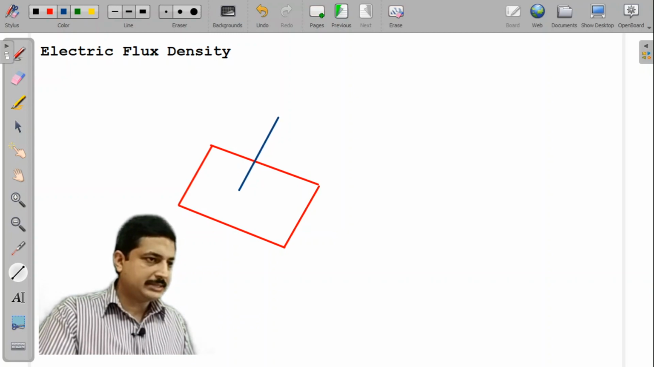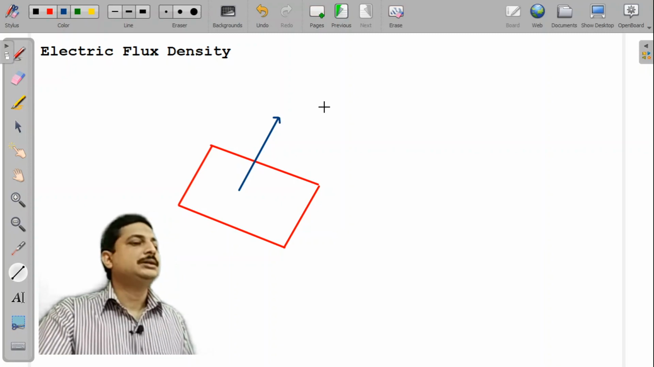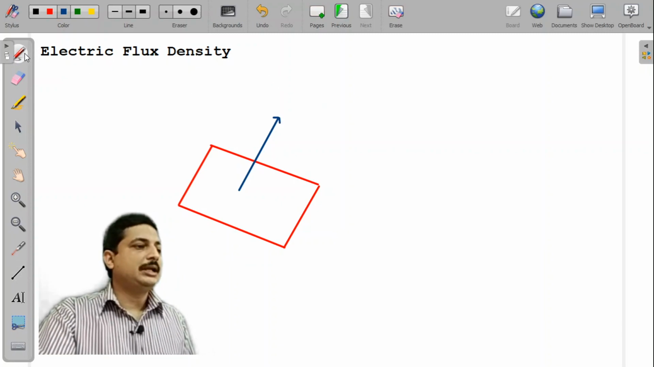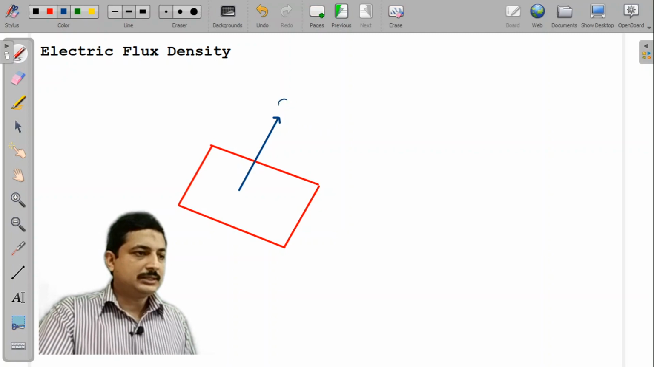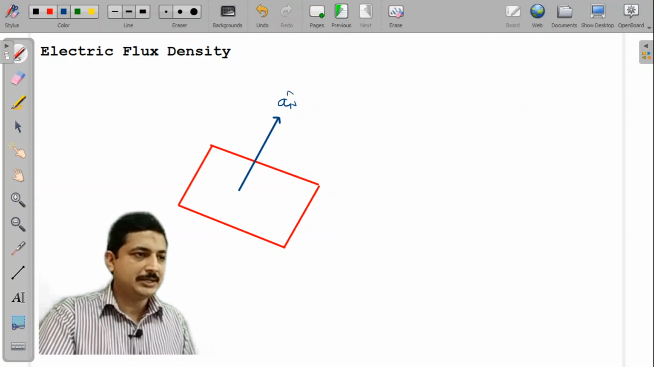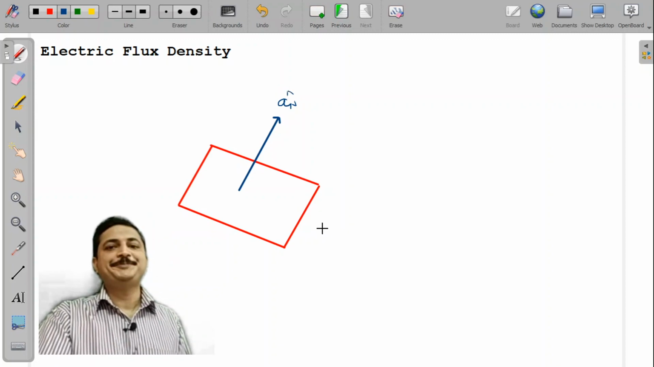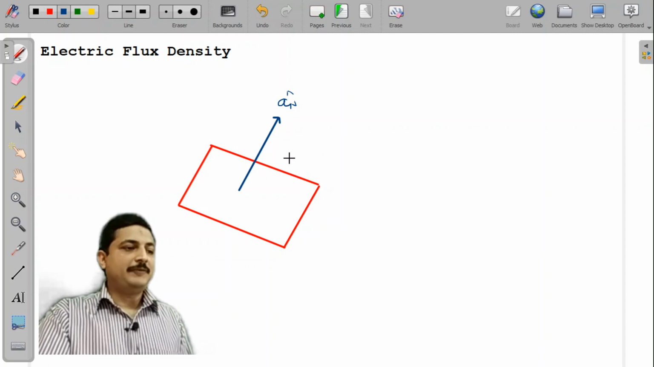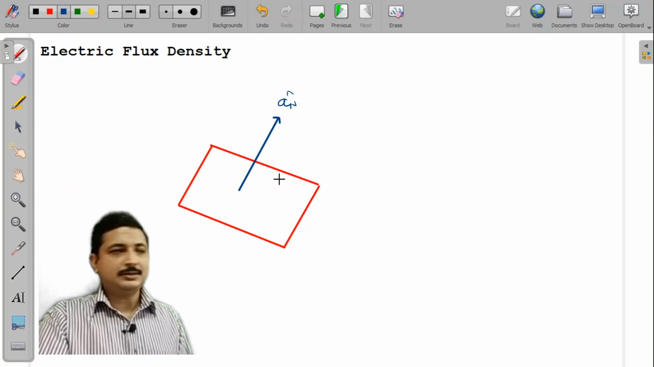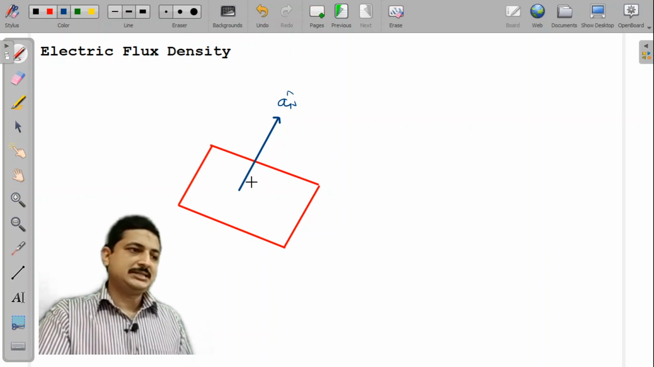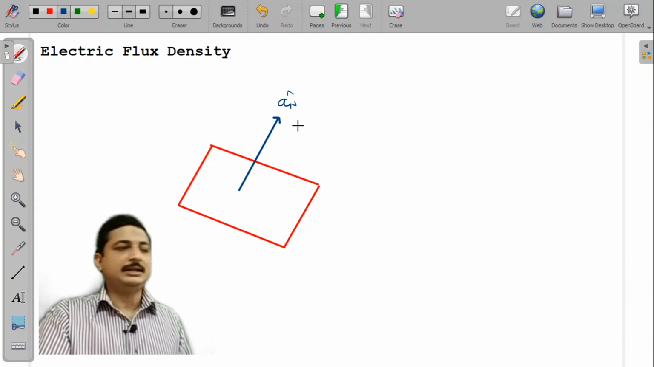Imagine it's exactly on the top of this, so that I can represent this vector as A n cap. I hope you remember all these representations which we have studied previously. So this is a unit vector A n cap. What I am representing is this surface area as a vector. This surface area is placed in such a way that it has a normal vector like this.